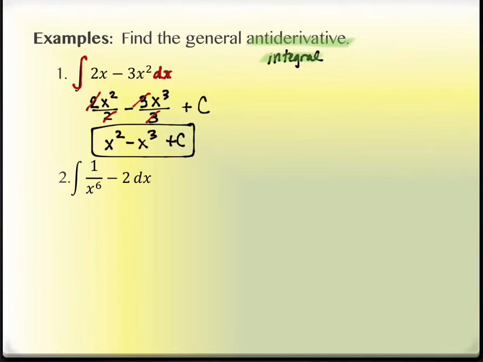Okay. Number 2. Number 2 doesn't quite look like the things that we've been doing. It doesn't look like any of the rules exactly, but it can be changed so that it does. How could I rewrite number 2 so that it would be more helpful to use the properties I have? Yeah, instead of writing it as 1 over x to the 6th, I can bring the x to the 6th up into the numerator. That's a property of exponents. And I can write it as x to the negative 6.